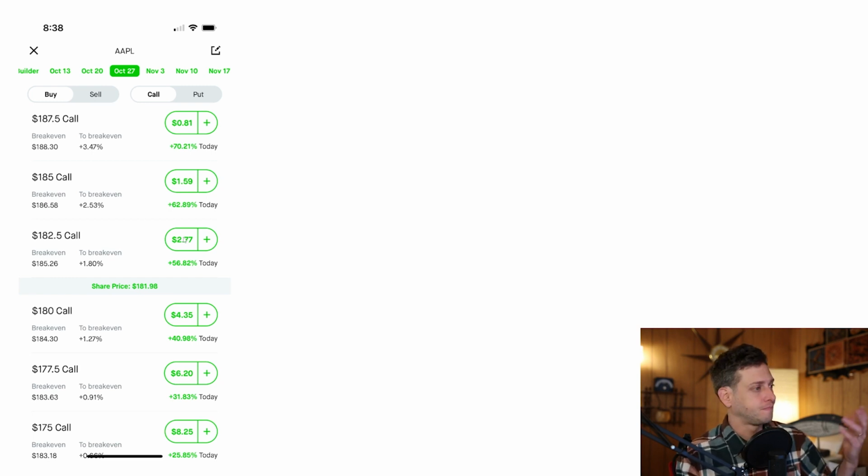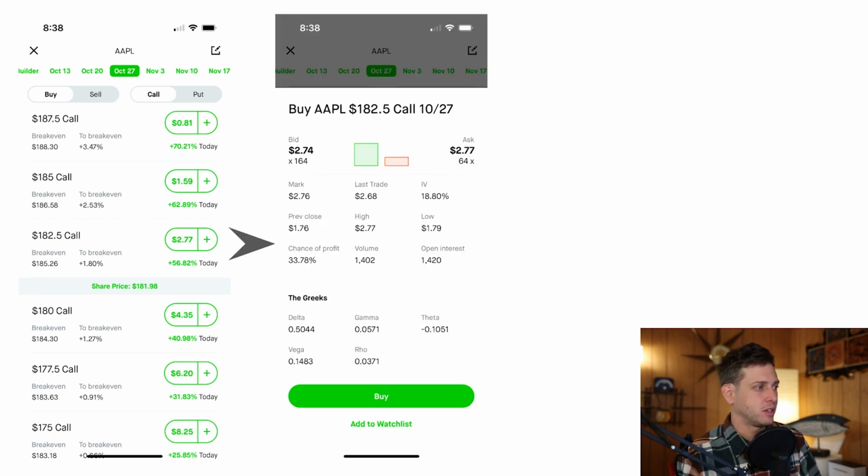As we know, we need to multiply this by 100, so if I want to get into this option contract, it's going to cost me $277. Now, if we look, the bid is actually $2.74 and the ask is $2.77. So in order to get into this, I have to pay $277. But if I did that and then looked at my portfolio, the actual value of this contract is going to go to the midpoint between these two numbers.